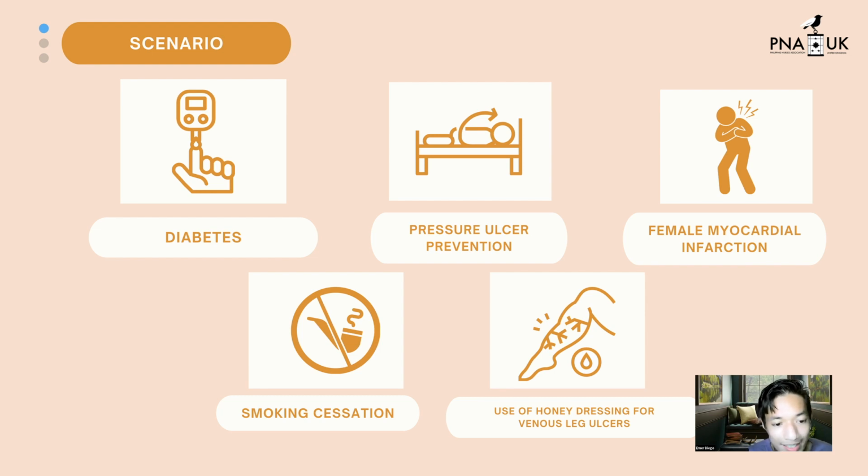So we talk about diabetes. We have pressure ulcer prevention. We have female myocardial infarction. Remember, it's female. Later, we'll talk about why it's female. Next is smoking cessation and the use of honey dressing for venous leg ulcer. These are the five scenarios for your evidence-based practice.